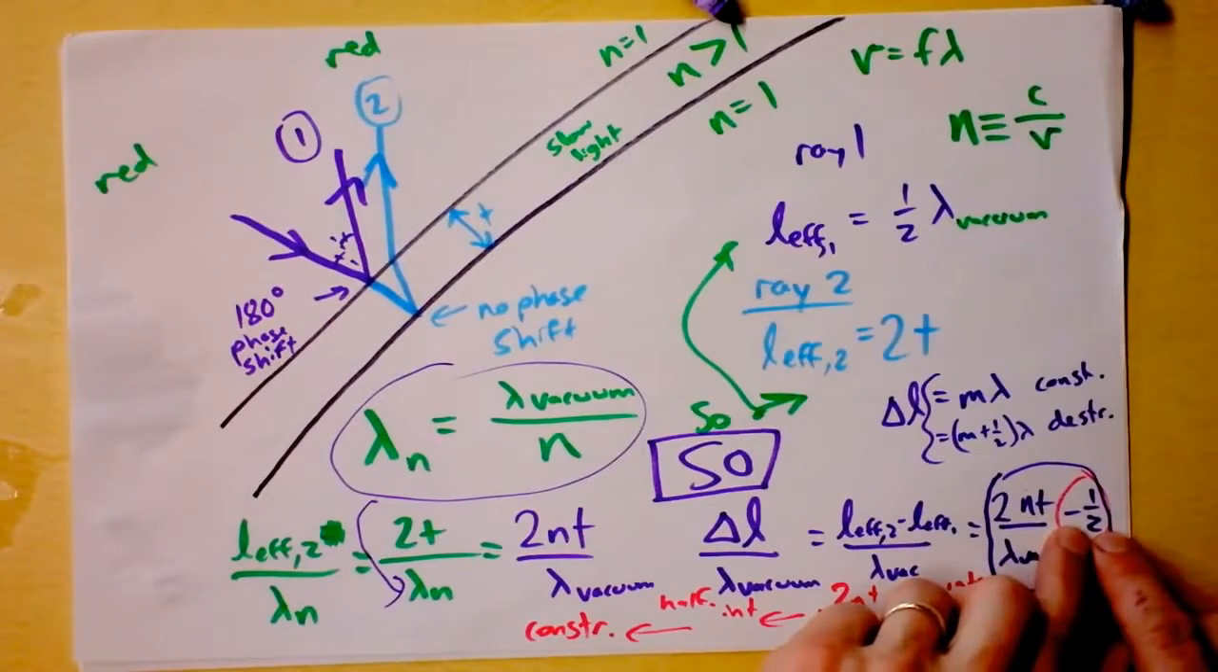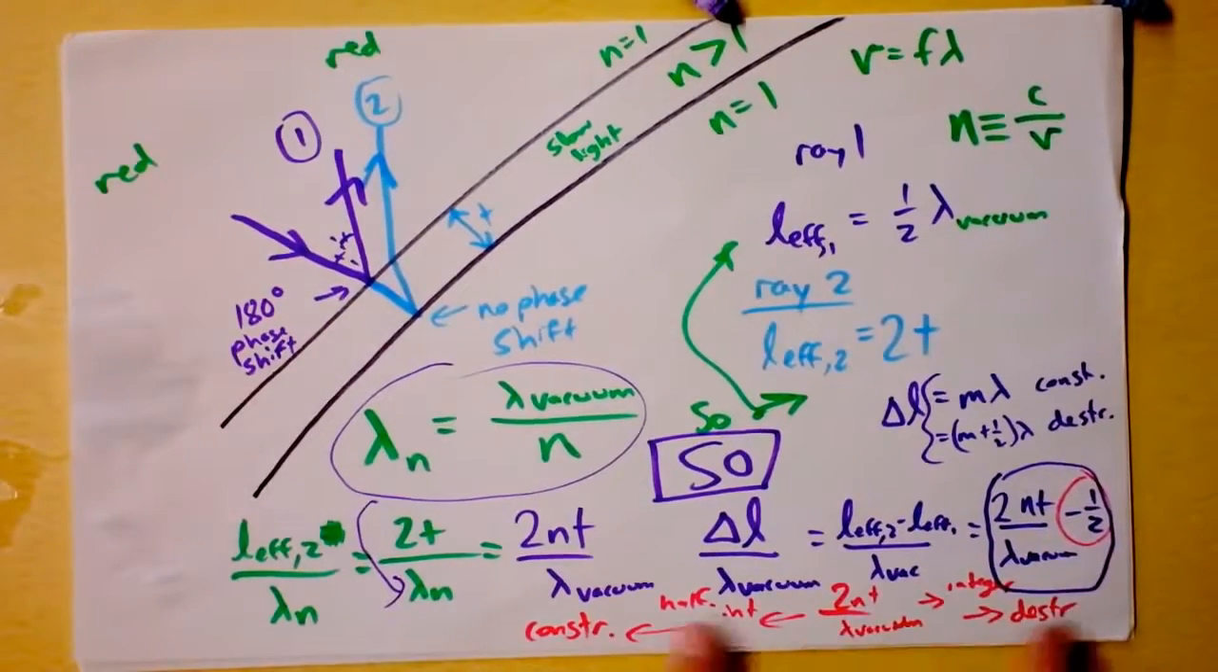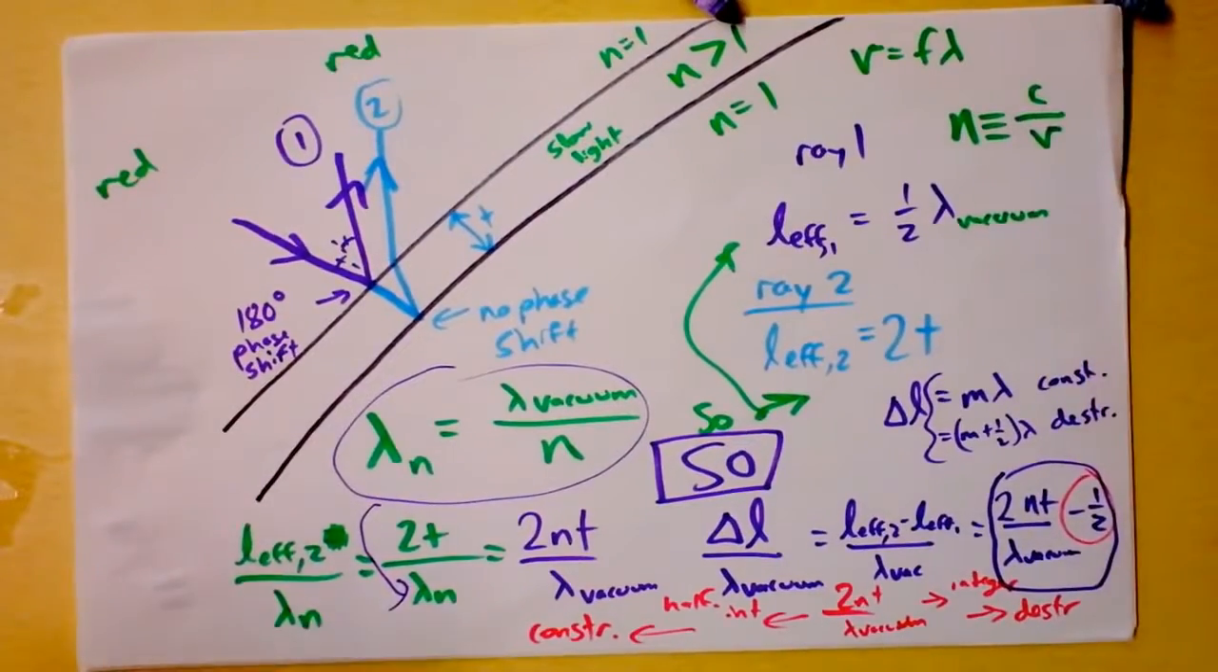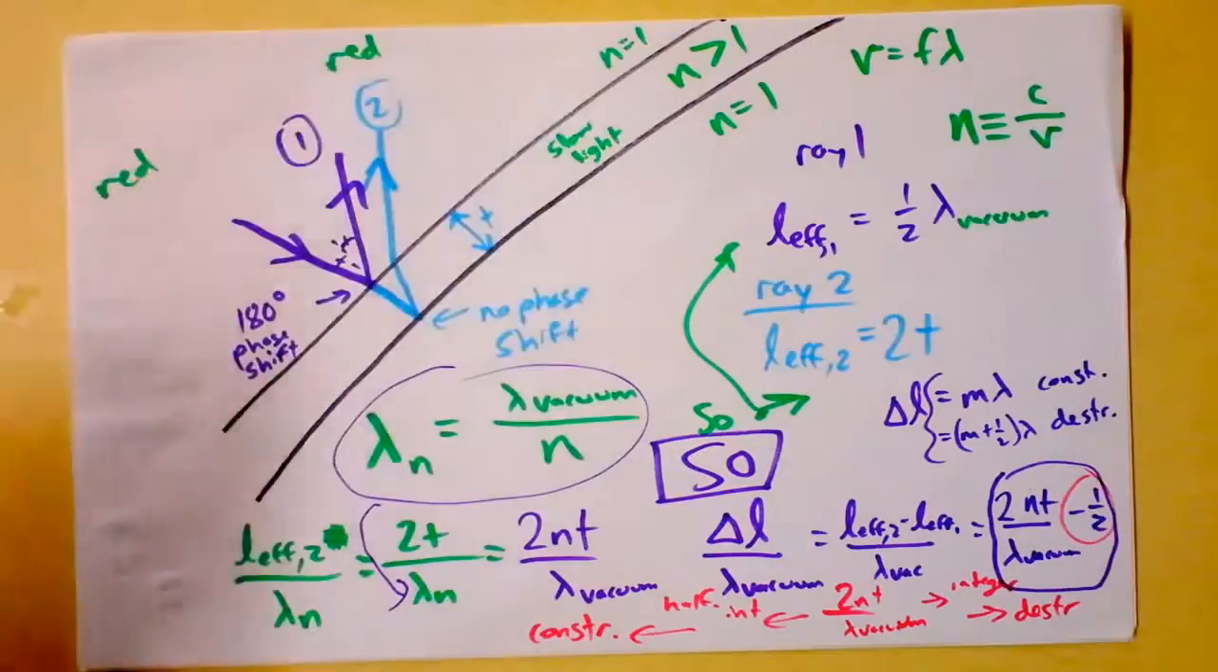Here's the only thing that we've done. We got a half out here, so we took it out, and we were able to say if this is an integer, then we get destructive, and if it is a half integer, then we get constructive. Now, that doesn't help us at all. Wouldn't you agree that this helps us not one single bit?